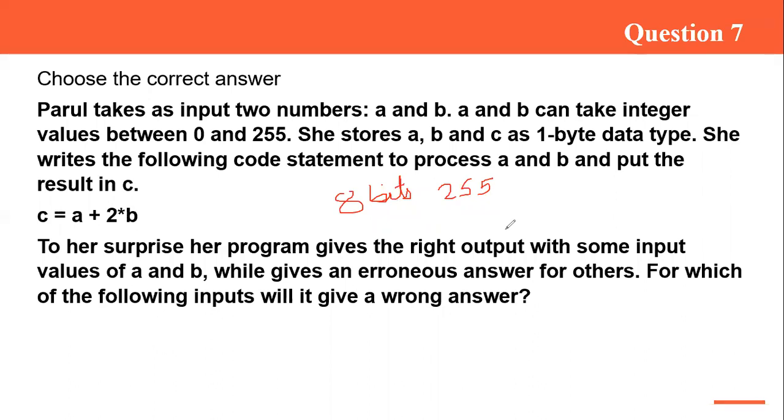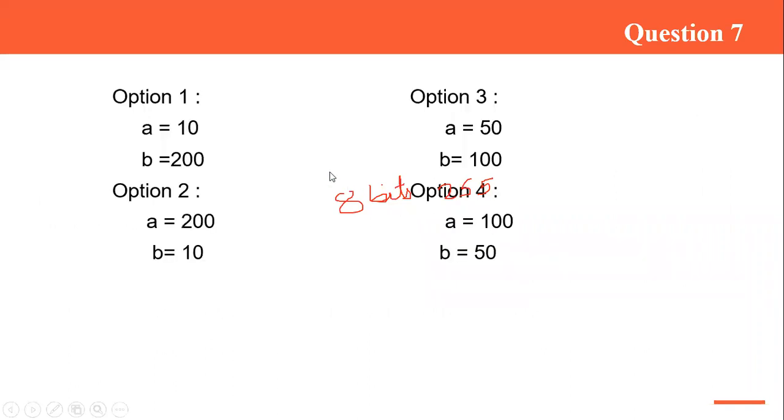Now, her program gives the right output with some input values A and B, but it gives an erroneous answer for others. For which of the following inputs will it give a wrong answer? That means, which are the numbers giving a result of more than 255? We have to check. Am I right, everyone? For what numbers is the result more than 255? Can you check that? See the options.